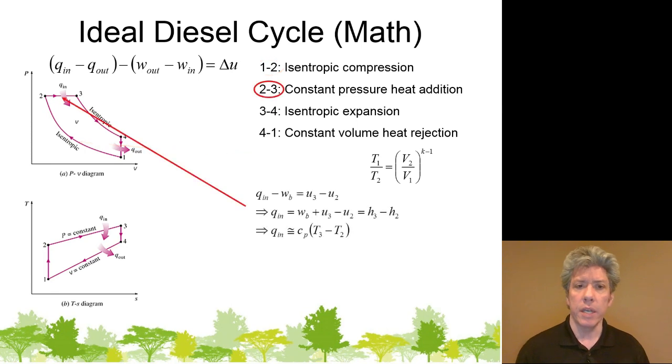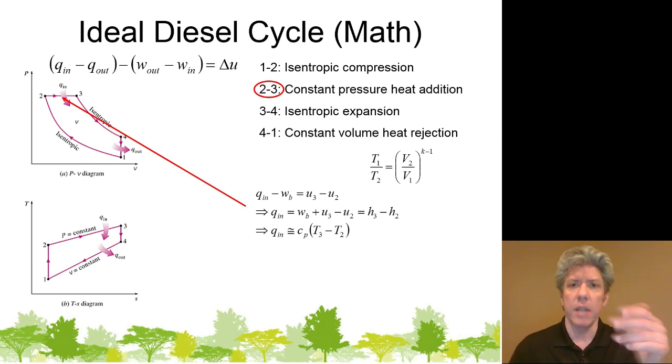We can use an energy balance on the heat addition part, but this is different than the Otto cycle. What's different now is that as we're adding heat, the piston is moving down. That means the piston is doing work, right? So the gases are doing boundary work as heat is being added to the gas. And so we can't get rid of all of the work terms.